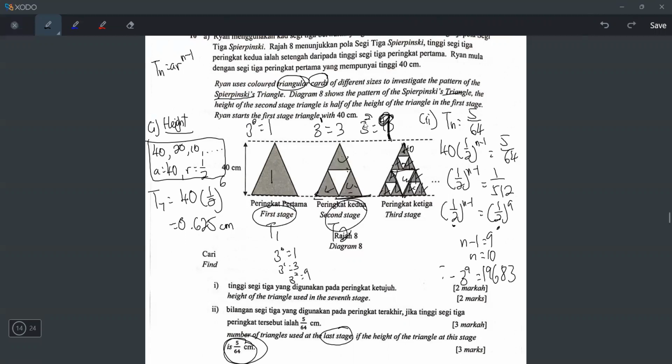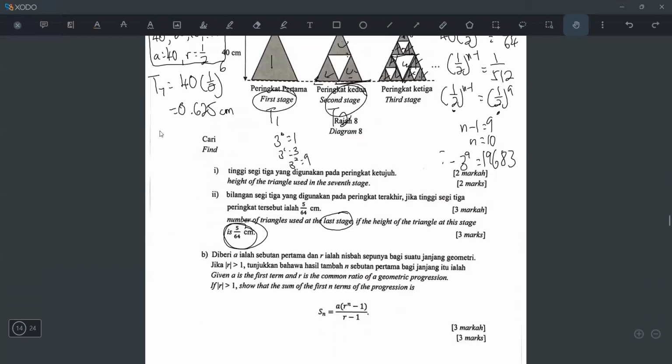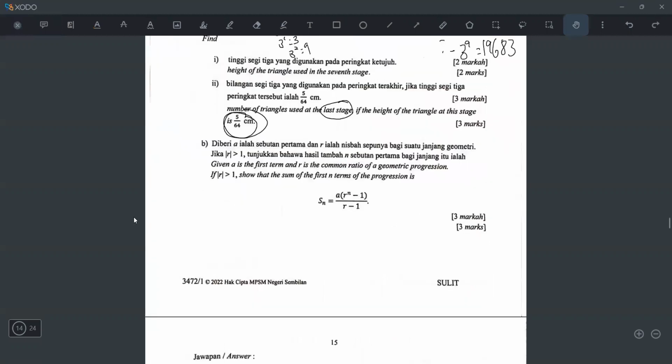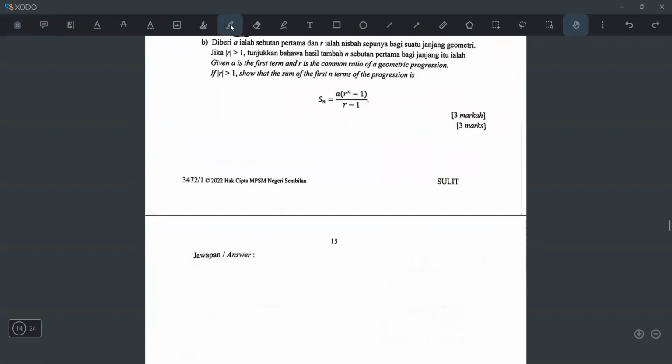If it's third stage, my power has to be 2. Then if it's 10th stage, my power has to be 9. Okay, so that makes sense. So that's how you do it. All right, let's go to question B.